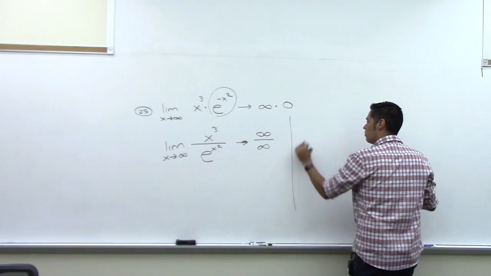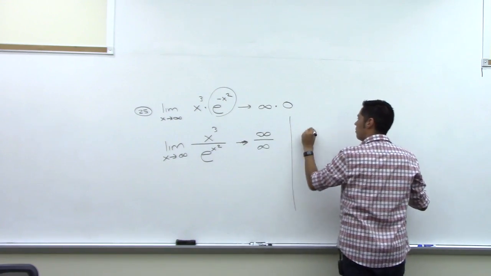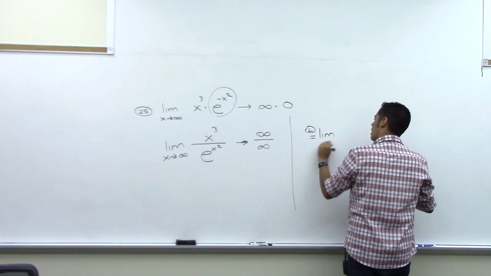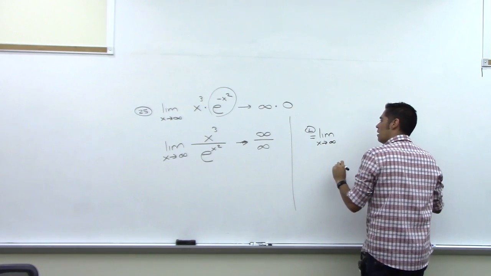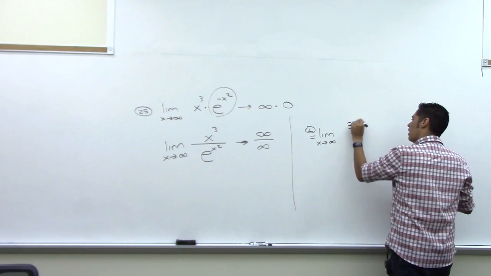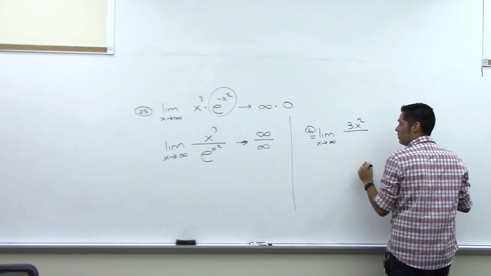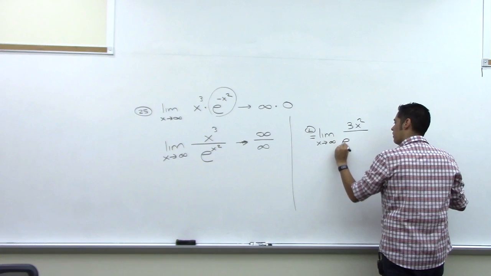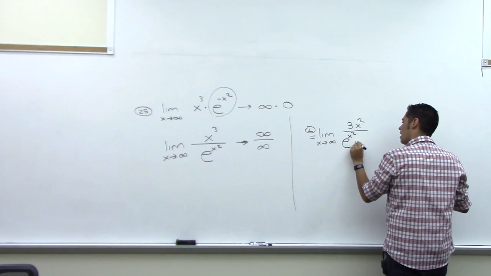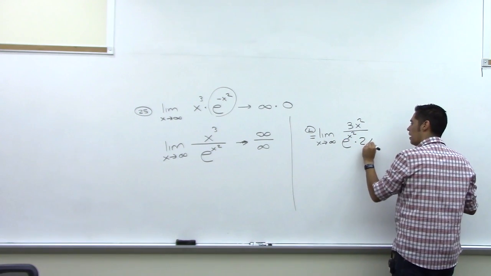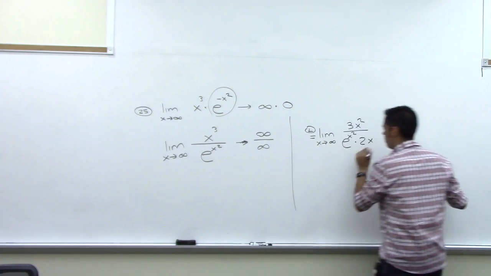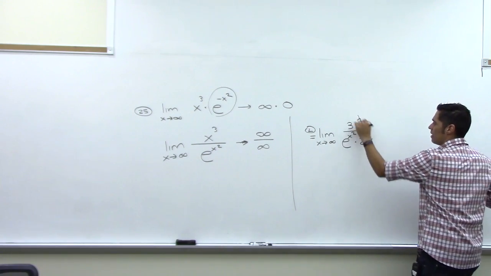I can use L'Hopital's rule. So this will be equal to, by L'Hopital's rule, the limit as x goes to infinity of the derivative of the top, 3x squared, over the derivative of the bottom. So be careful here. The derivative of e to anything is itself, times the derivative of what was up there. The derivative of x squared is 2x. One of these x's cancels.